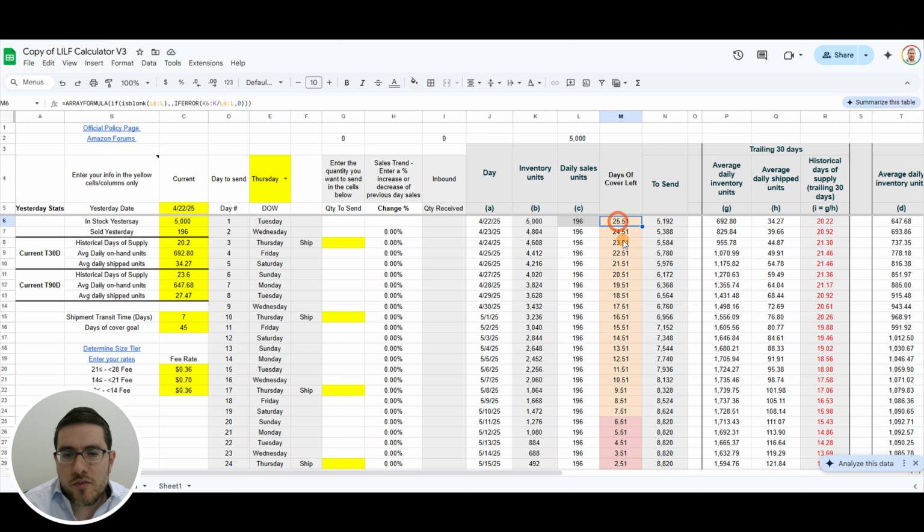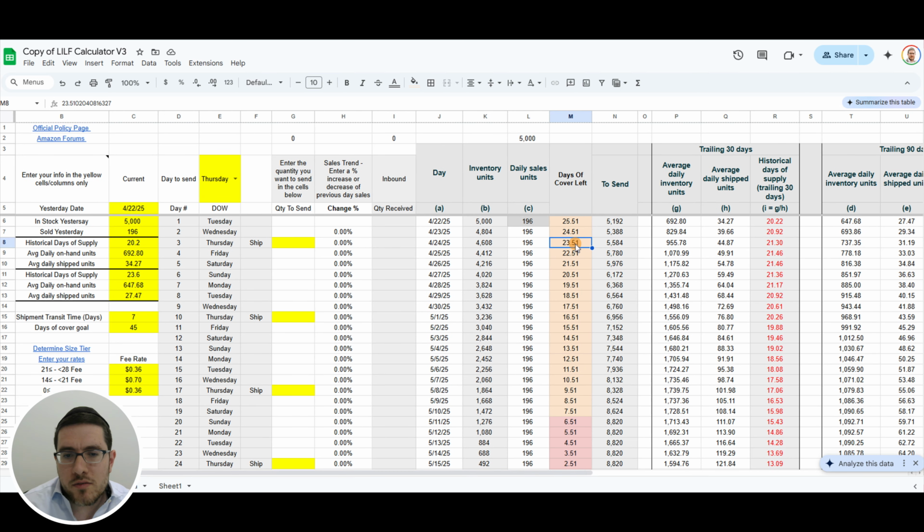Right now we have 25.51. Let's say today is Thursday. We have 23 days of cover and our goal is 45 plus 7 days for the units to arrive. So we should send 5,584 in order to get to this day of cover. So we're going to put in here 5,000.